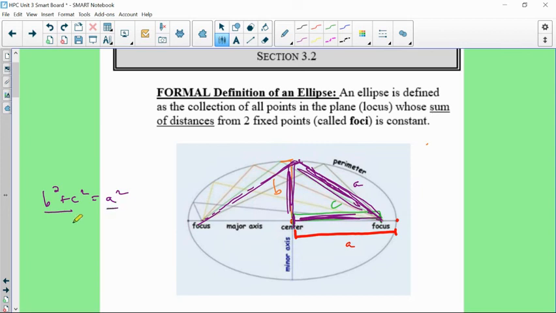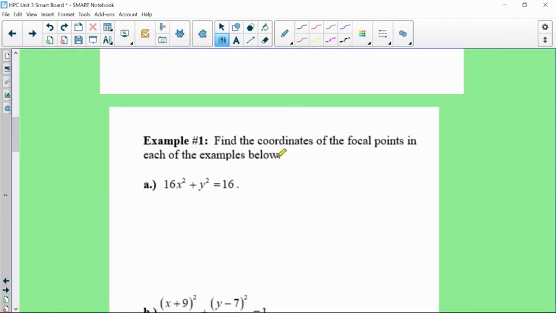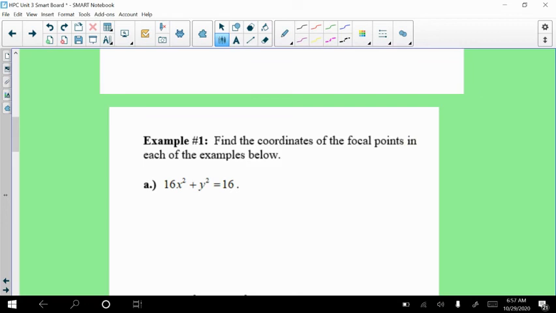A lot of times, and more useful, is that c squared equals a squared minus b squared, because you would be given these two in your equation. For example, it says find the coordinates of the focal points in these examples below. So the first thing I'm going to do is put it into standard form, which means I'm going to make this a 1. So I'm going to divide by 16, divide by 16, divide by 16, because we want that to be a 1. So we get x squared over 1 plus y squared over 16 equals 1.